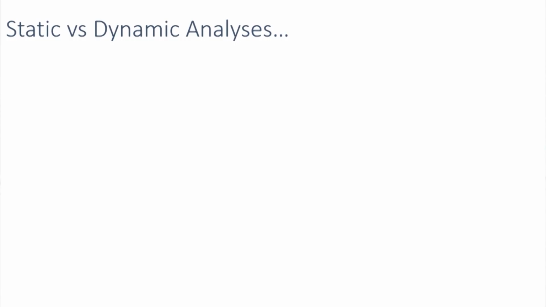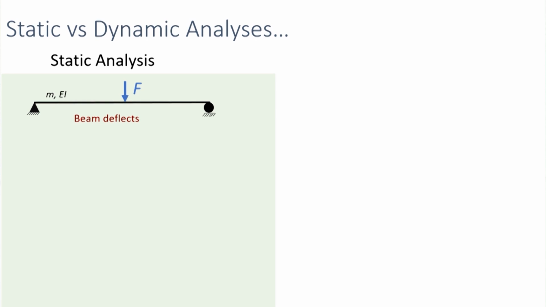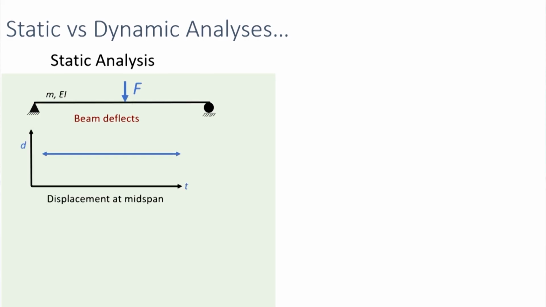Let's go back to our static analysis problem. So in the static analysis, we had a constant force and the beam deflects under that force. The deflection will also be constant in time. So this is the displacement at the midspan. It's constant over time. Since the displacement is constant, the beam will not experience any velocity or acceleration.